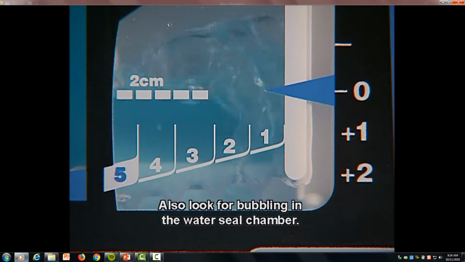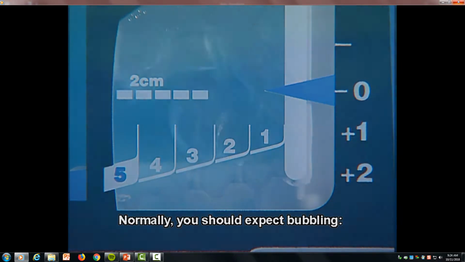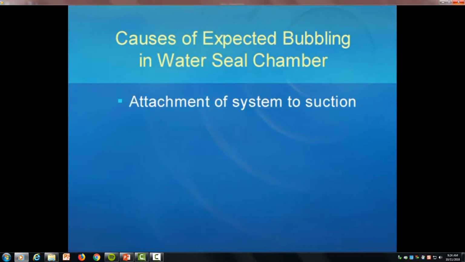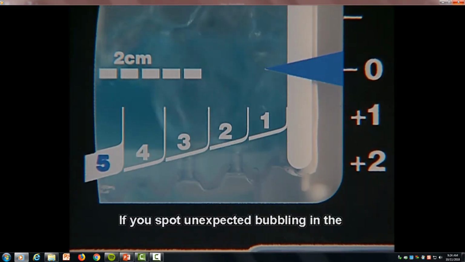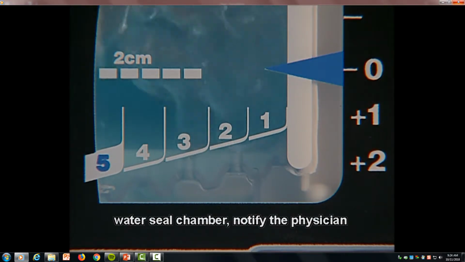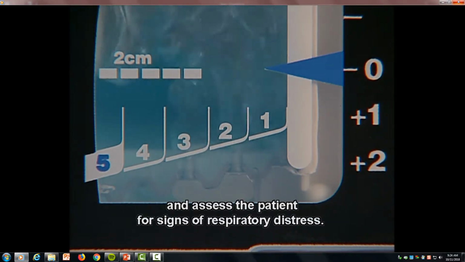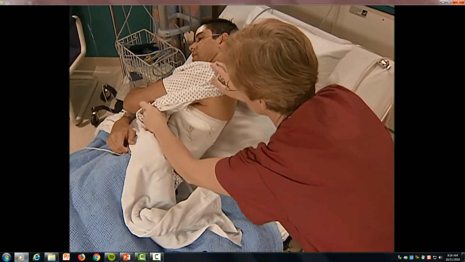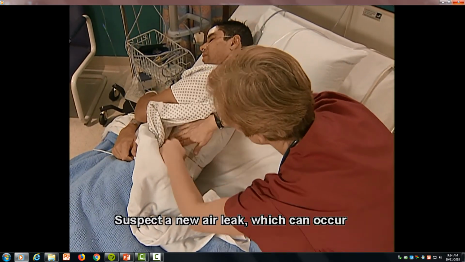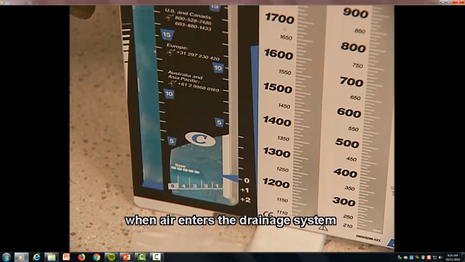Also look for bubbling in the water seal chamber. Normally, you should expect bubbling immediately after the drainage system is attached to suction, when a small leak occurs in the pleural space, and when the patient coughs or exhales. If you spot unexpected bubbling in the water seal chamber, notify the physician and assess the patient for signs of respiratory distress. Suspect a new air leak, which can occur when air enters the drainage system or the pleural space.